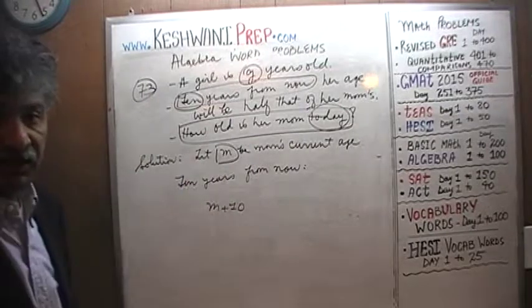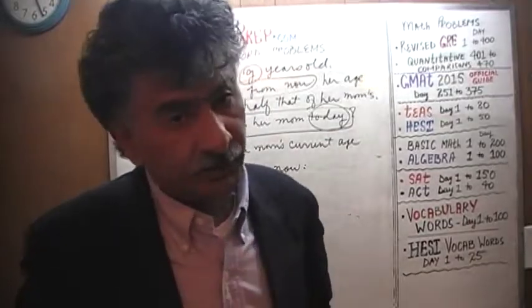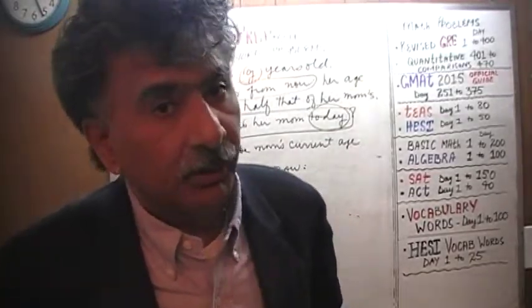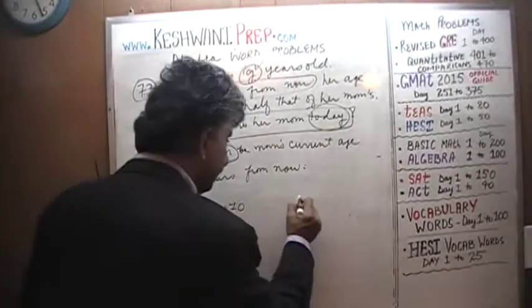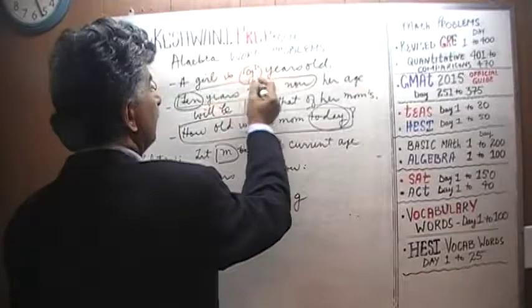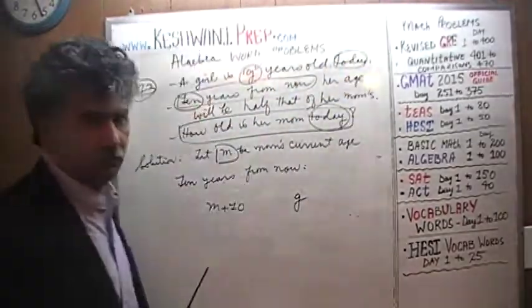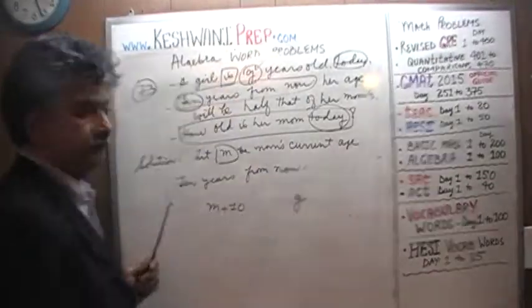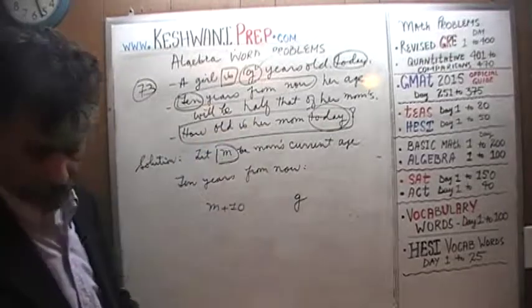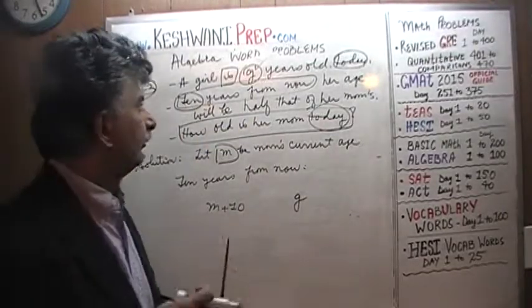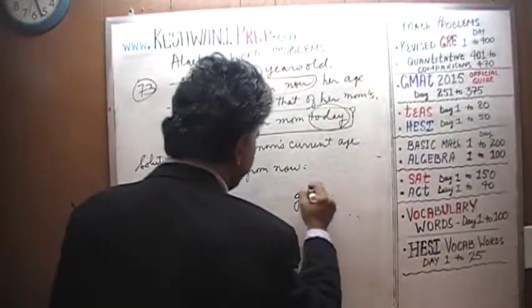How old is the girl going to be 10 years from now? How old is the girl today? I don't know. Do they tell us? Yes, they do tell us how old the girl is today. Girl today is g years old, we are told. If they don't say today, it's understood, because she is, not she's going to be, she is g years old today. If she's g years old today, 10 years from now, she's going to be g plus 10.